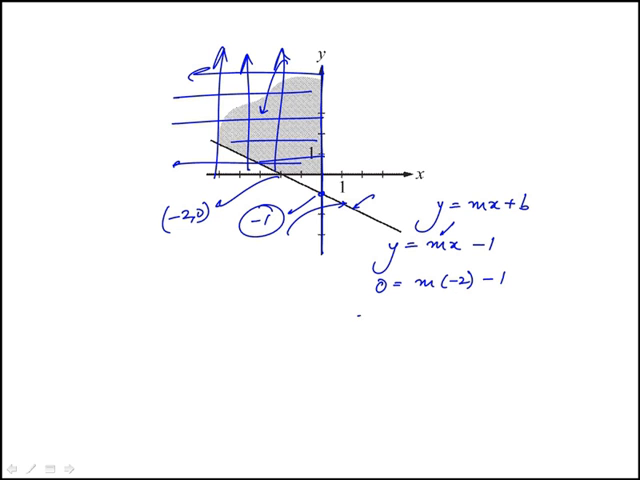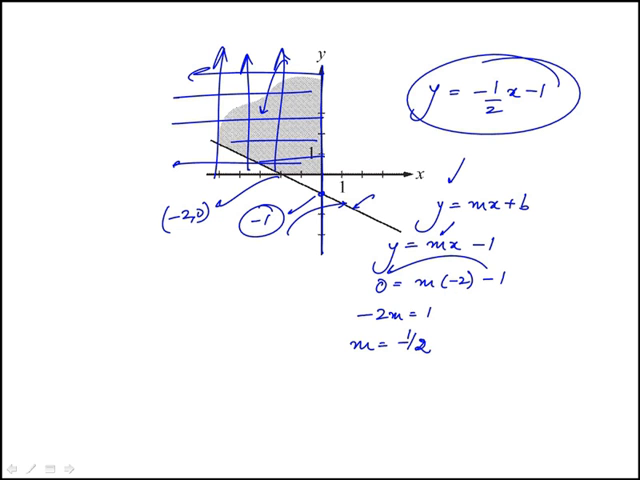So that means -2m is 1. I just moved that over, which means m is -half. So the equation is y is equal to -half x minus 1. That's the equation of this line.